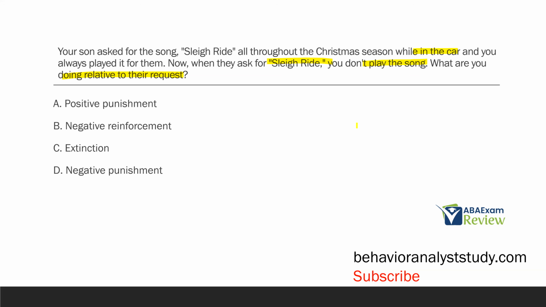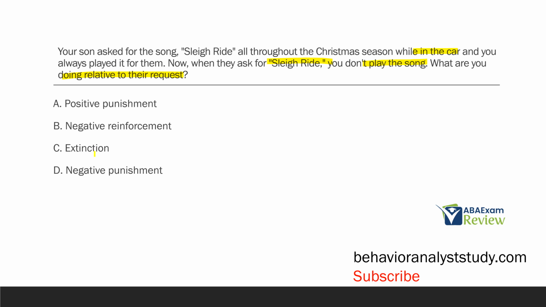You're withholding the reinforcement for a previously reinforced behavior, which was asking for Sleigh Ride. So what about B, negative reinforcement? Well, we know it's not reinforcement. We're not removing anything, and we're not attempting to reinforce the behavior. The reinforcement was coming in terms of positive reinforcement for the song playing. What we're looking at here is C, extinction, withholding that reinforcement for a previously reinforced behavior.